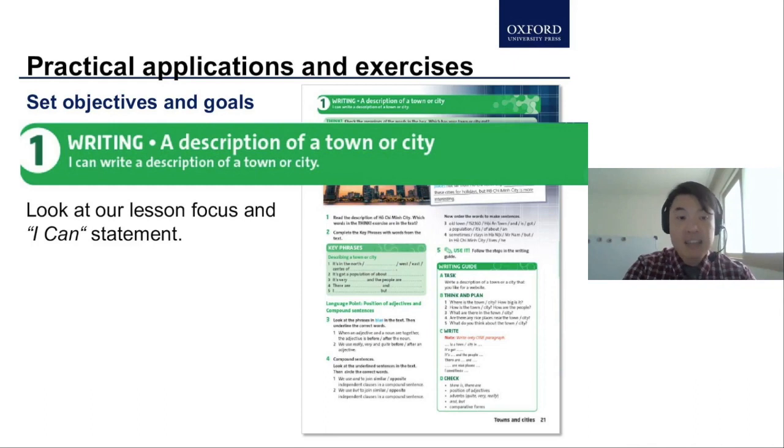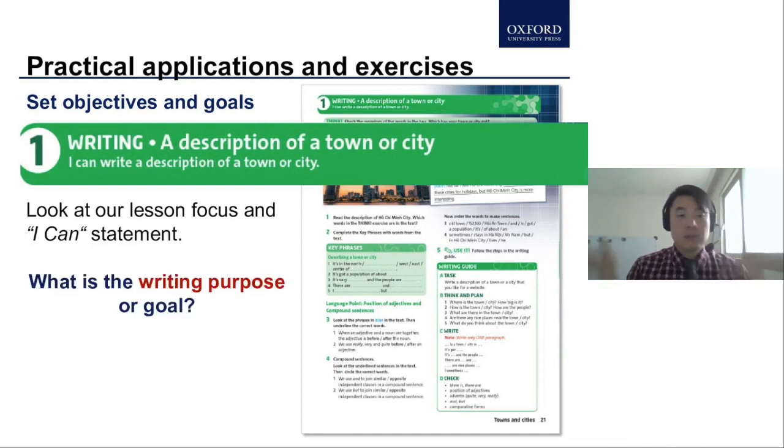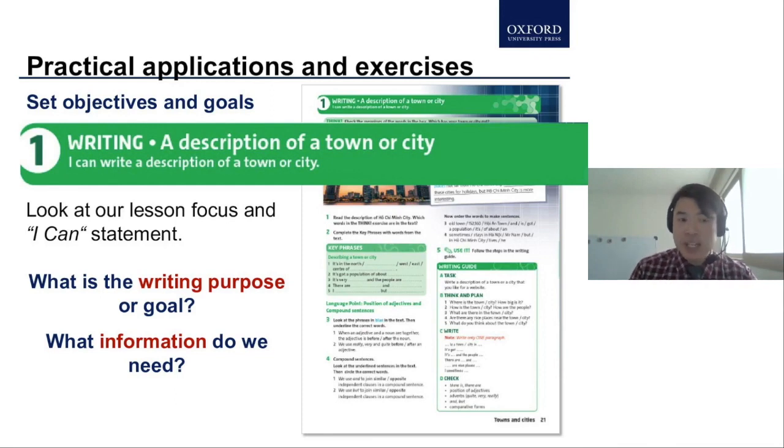And what does our I can statement say today? It says, I can write a description of a town or a city. So, what is our writing purpose or goal? That's our first question we're looking for. The second question is, what information do we need? So looking at this opener, we're asking ourselves as teachers, what is the writing purpose? What information do we need?